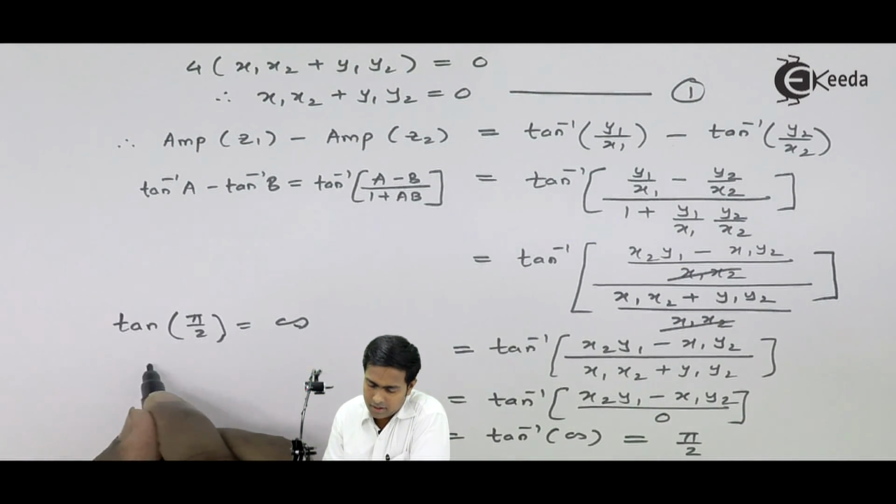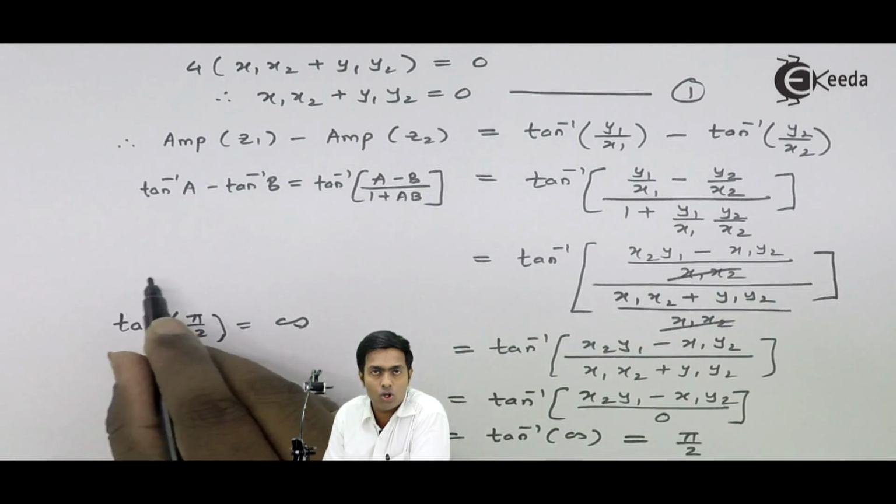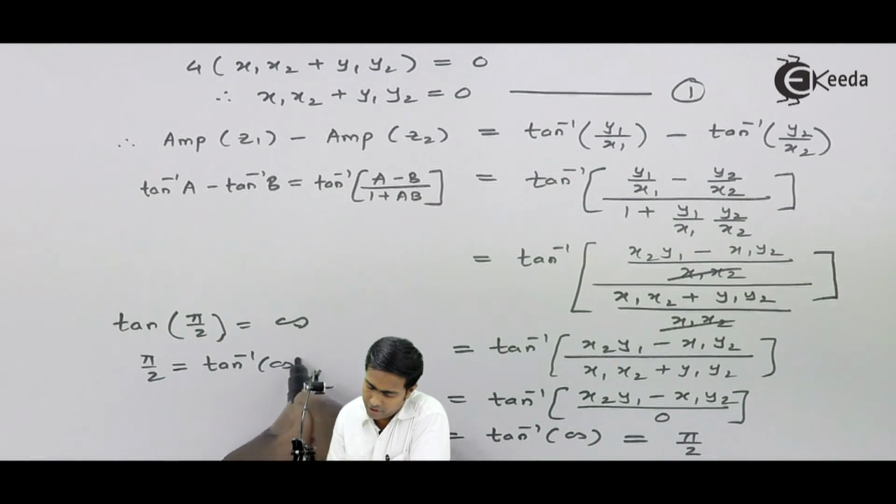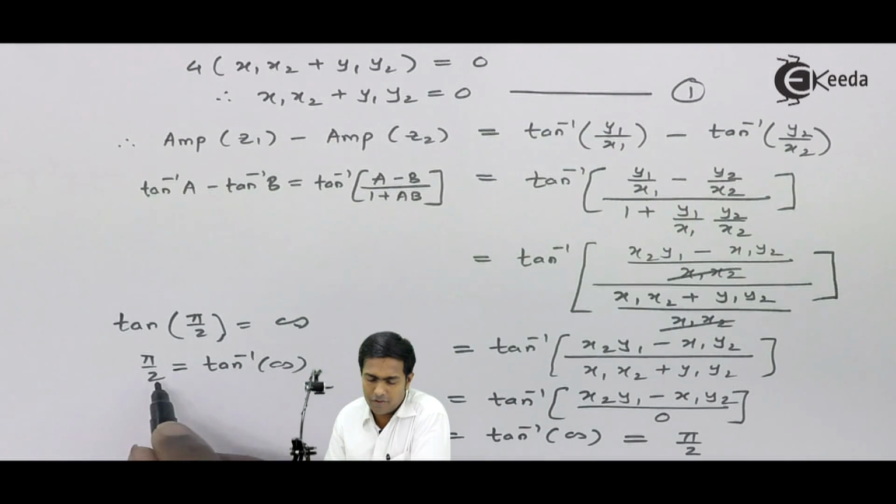Hence, when tan goes on RHS, it becomes tan inverse of infinity. So it means tan inverse of infinity is pi by 2.